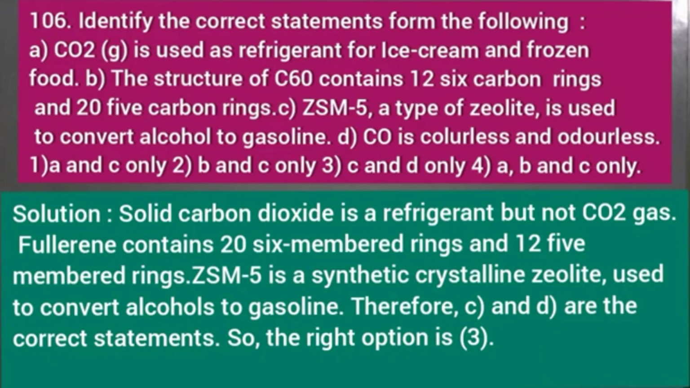Solid carbon dioxide is a refrigerant, but not the carbon dioxide gas. Therefore, statement A will be out of choice. Fullerene contains 20 6-membered rings and 12 5-membered rings. Therefore, it will also be out of choice. ZSM5 is a synthetic crystalline zeolite and used to convert alcohols to gasoline. And we know carbon monoxide is colorless and odorless gas. Therefore, the correct statements are C and D. So the right option is option number 3 here.